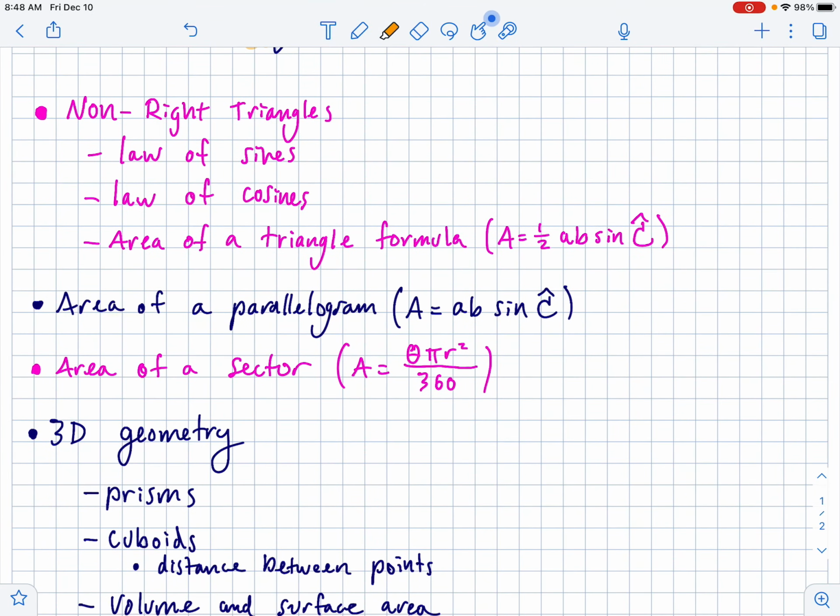Then we started talking about non-right triangles. We learned the law of sines. Remember, that's sine of the capital letter over the lowercase letter. So sine of the angle over the opposite side equals sine of any other angle over the other opposite side.